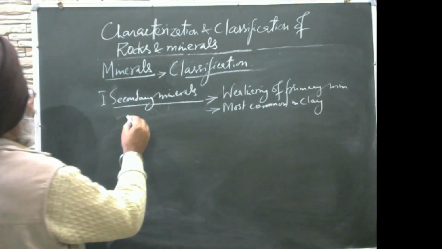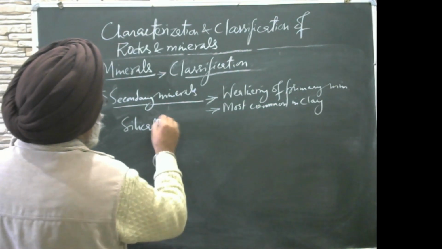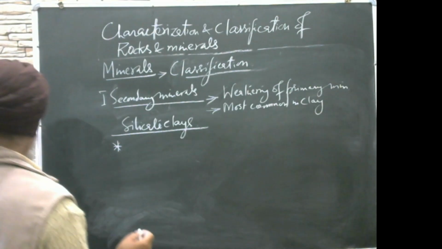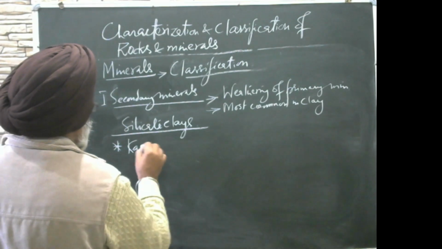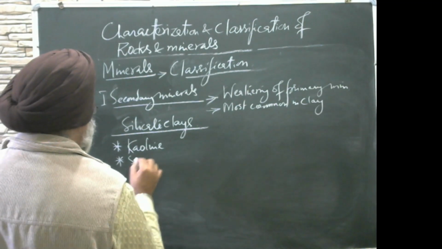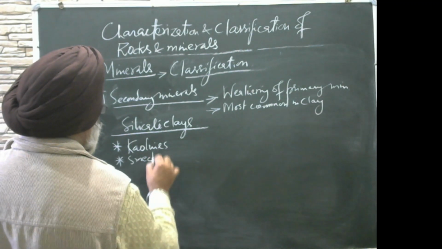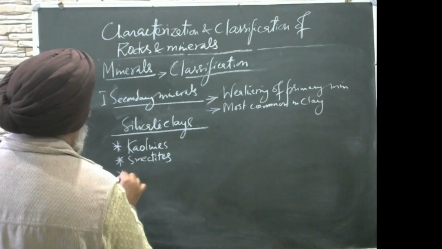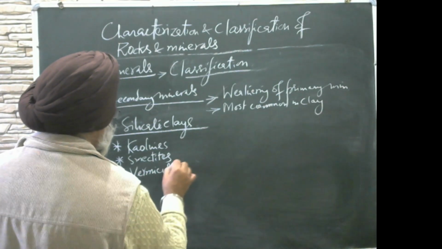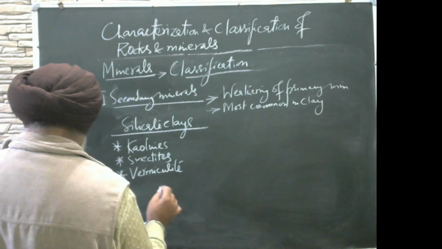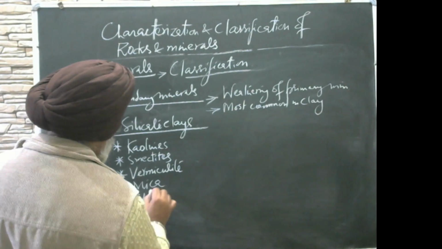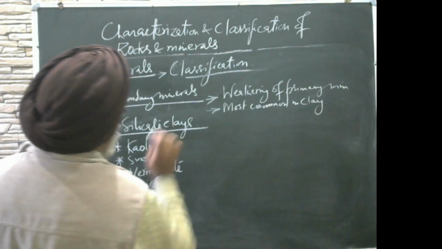So some of the silicate clays are: number 1, kaolin; number 2, smectites; then vermiculite, then mica, and chlorite. So these are some of the silicate clays.